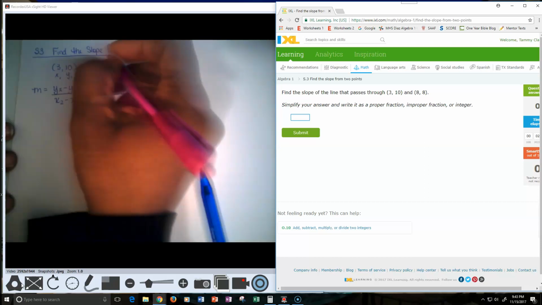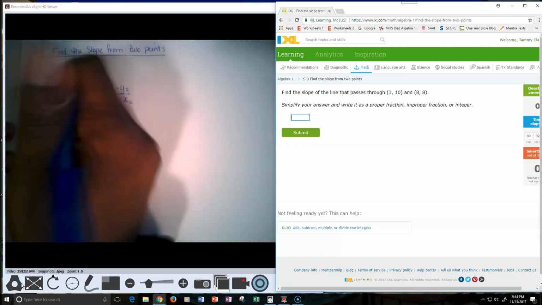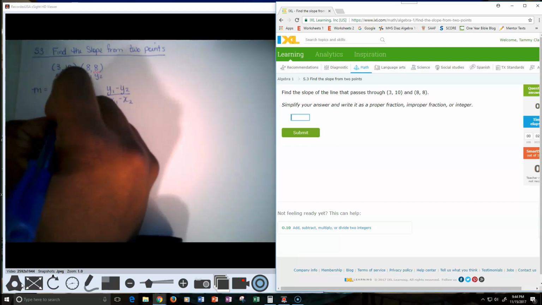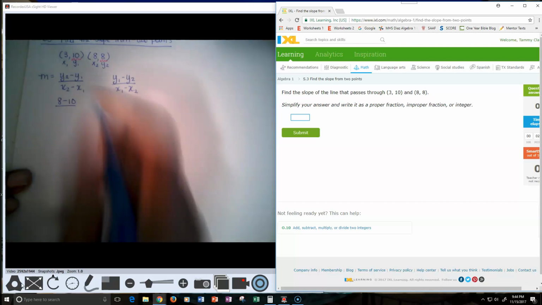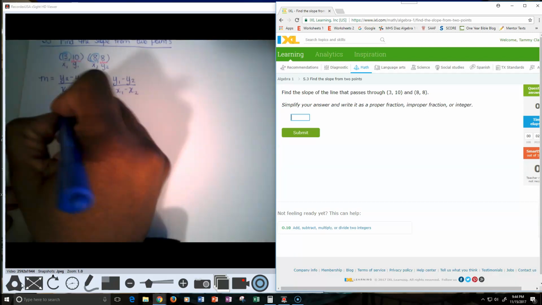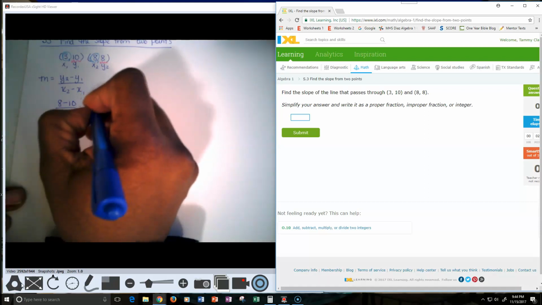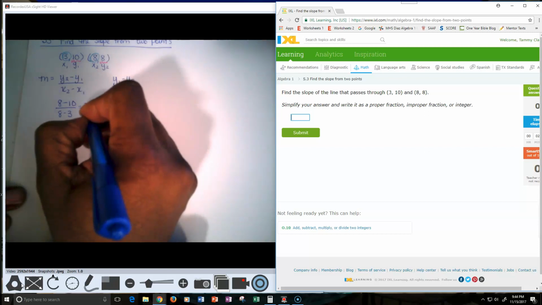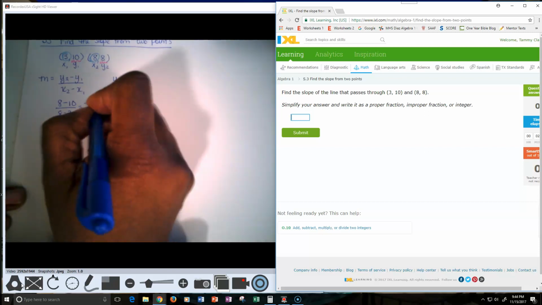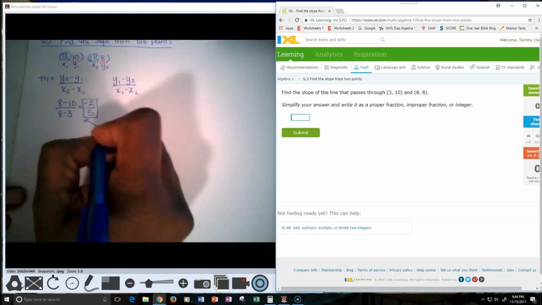In the first one, I'm going to do 8 minus 10 as my y's. 8 minus 10. And then that's going to be divided by 8 minus 3. So 8 minus 10 is negative 2. 8 minus 3 is positive 5. So our slope would be a negative slope.